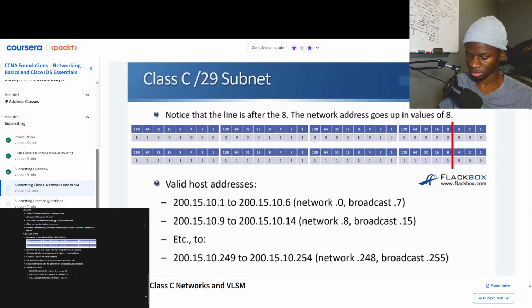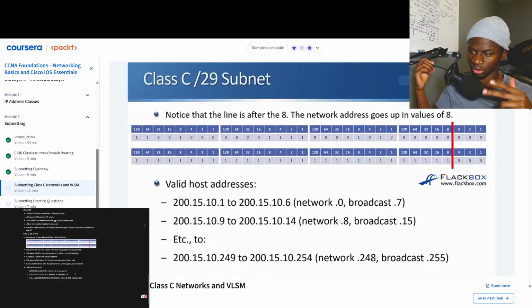That leaves .1 to .6 available to be assigned for our hosts. The next subnet is going to be, we said already, starts off with .8. The next one is at .16, so our broadcast address now must be .15, one less, which leaves us the available host addresses of .9 to .14. We can go on like this, all the way up to 200.15.10.248 as the network address, and 255 as the broadcast address.